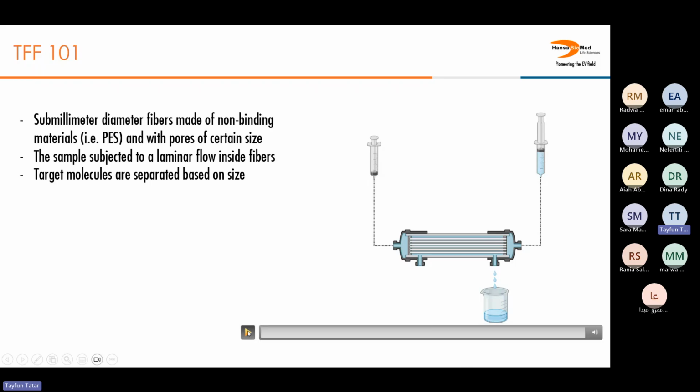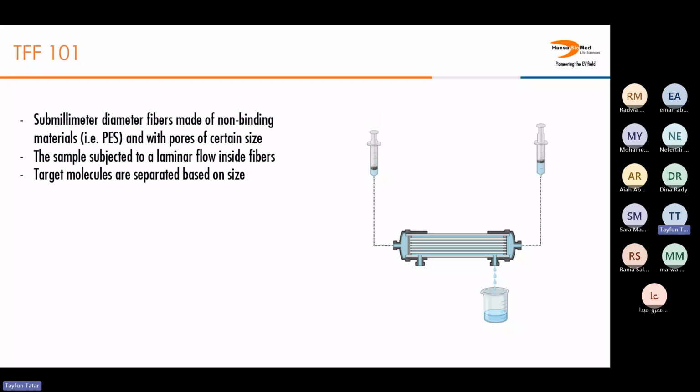So let me turn this video back on. As you can see, once you are filtrating the sample back and forth, the filtrate is coming out from the bottom filtrate ports, and you can collect this waste in a container of choice. And in the process, the target molecules are separated based on their size.